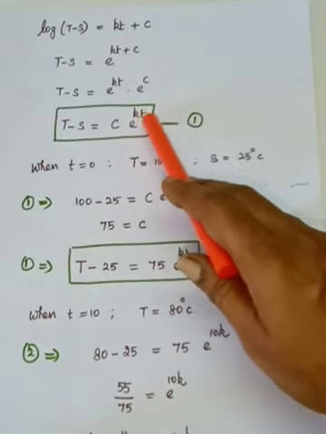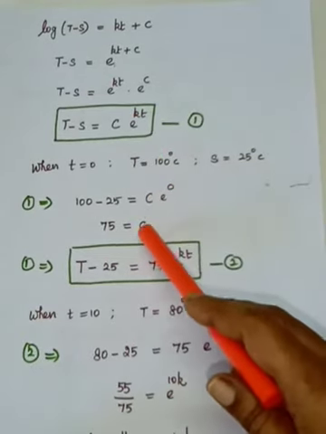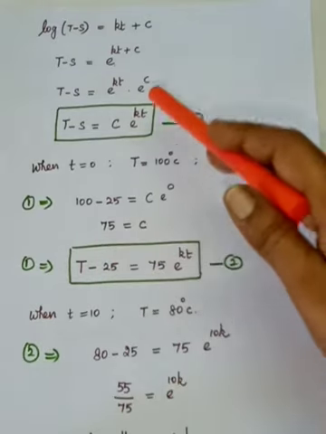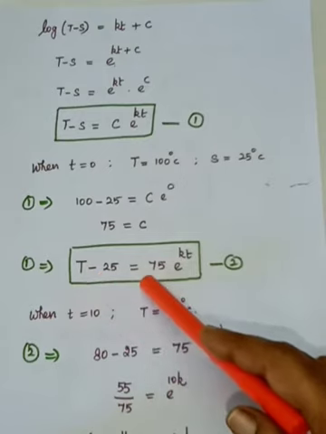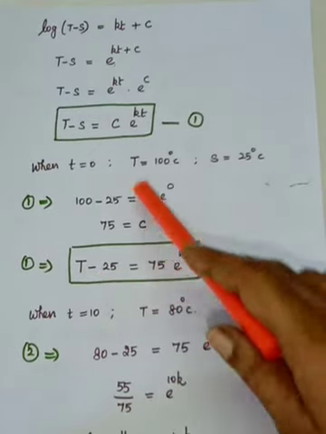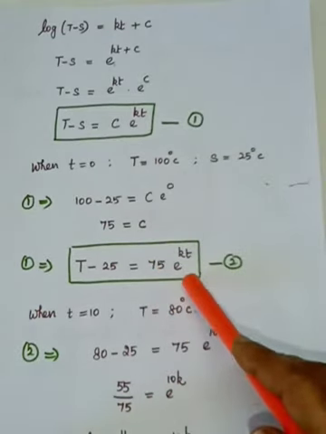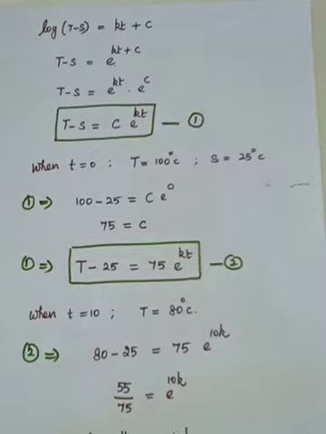When you substitute t as 0, it is e power 0, and e power 0 is 1. So C is equal to 100 minus 25, which is 75. The C value has to be substituted in the first equation. So you are getting T minus 25 is equal to 75, in the place of C, you have substituted 75, into e power kt. So the initial condition is over, and we have to go to the given condition.